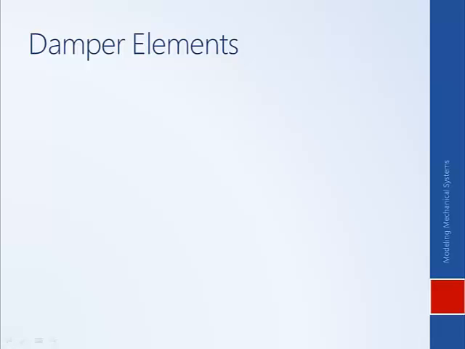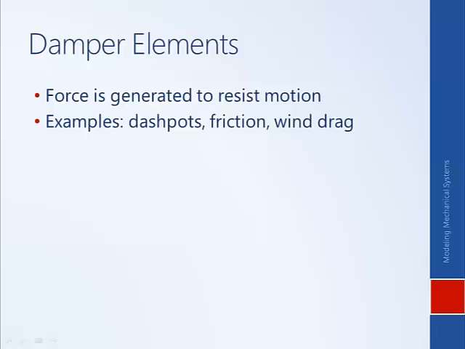The last type of element that we will include in our mechanical system models are damper elements. And damper elements model how a force is generated to resist motion. Examples of these are dashpots, friction, and wind drag. For example, if you have an object that's sliding on a surface, friction will be generated to oppose the motion of that object along the surface. Similarly, if you have an automobile moving through air, there will be wind drag generated to oppose the motion of that automobile.